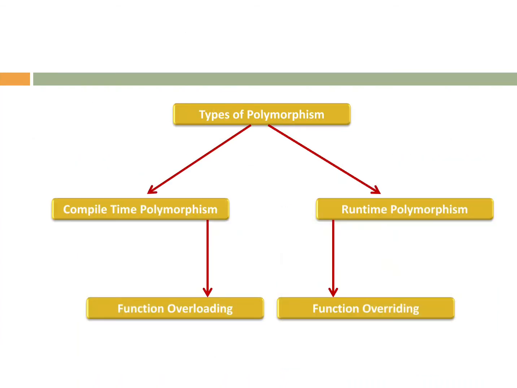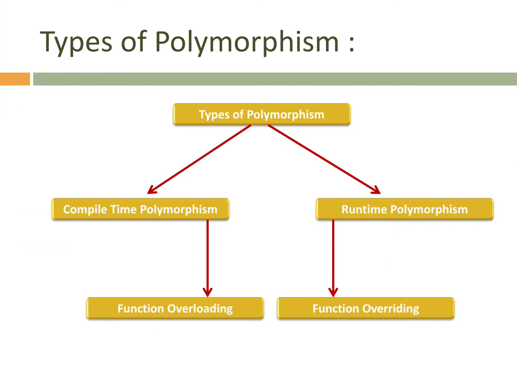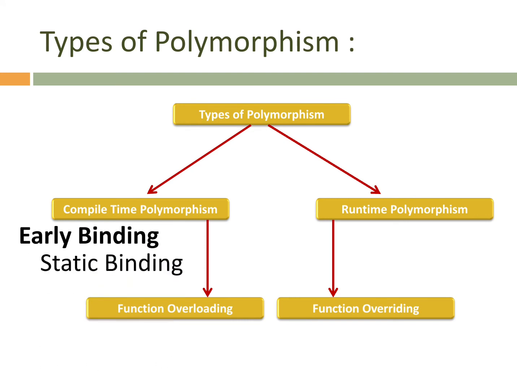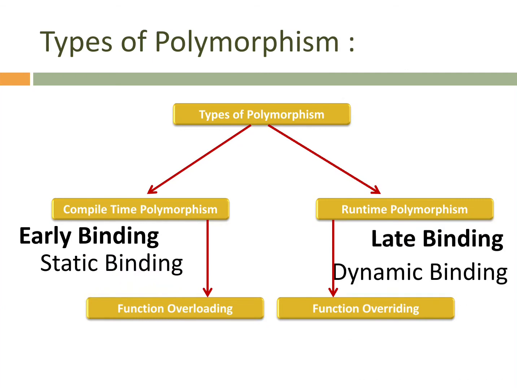And see the types of polymorphism in front of us: compile time polymorphism and runtime polymorphism. Both are types of polymorphism. Compile time polymorphism is also known as early binding, or we can say static binding, and runtime polymorphism is also known as late binding, or we can say dynamic binding.